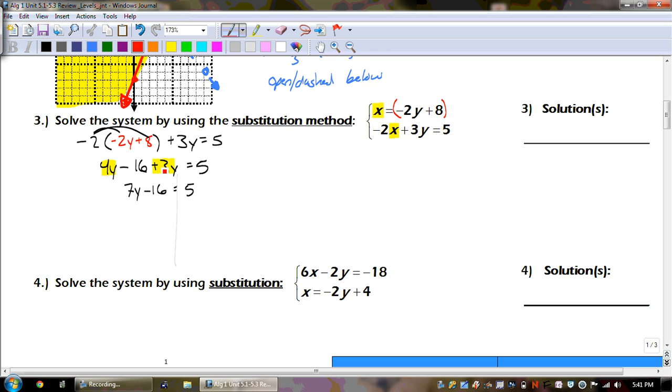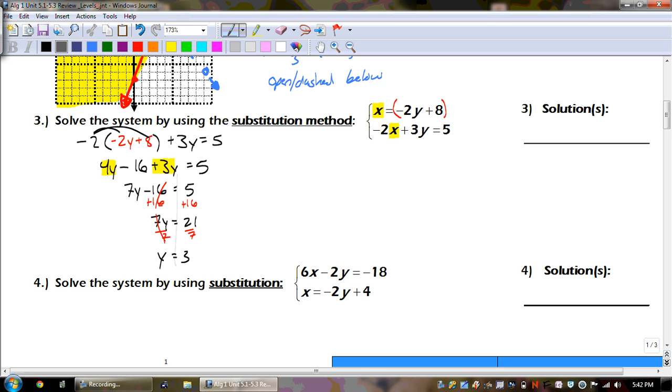And now we're going to go ahead and solve. So we have to add 16 to both sides. We get 7y equals 21. Divide both sides by 7, and then we get y equals 3. Good. But we're not done.